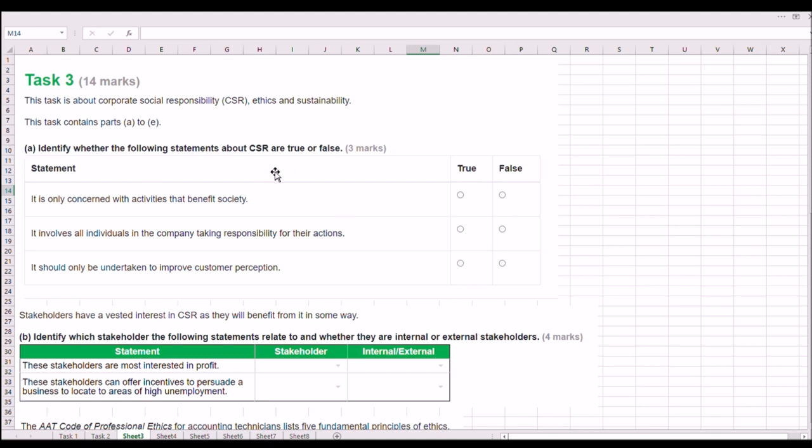Identify whether the following statements about corporate social responsibility are true or false. It is only concerned with activities that benefit society. No, I mean, it's important that the activities benefit society, but we might actually have other things, like we might make money from some of the CSR activities. So let's say we reduce our carbon footprint, which would be good. But it might actually be cheaper, in that we're not using as much energy.